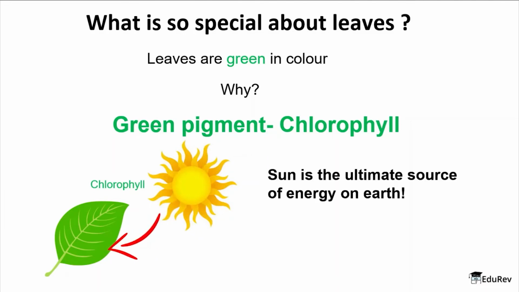We can say that the sun is the ultimate source of energy on earth, because if the sun did not exist, plants would not be able to make food, and we, being heterotrophs, would not be able to survive. So now we know that chlorophyll is a green pigment present inside a leaf, and it is very important because it is the reason why leaves are able to trap the sun's energy and also the reason why leaves are green in color. I'll ask you one question just for fun.